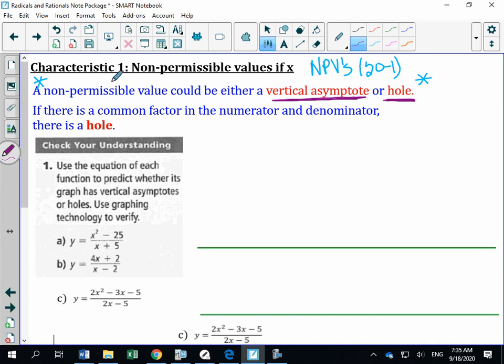I want you to star this bullet. It's going to be incredibly important, as is this second bullet here. Once we actually get to the example of a graph that has a hole in it, that will be this second bullet. This question says, use the equation of each function to predict whether its graph has a vertical asymptote or a hole, and then we're going to use our calculators to verify. The first thing I want you to make note of is you have to have your function fully factored.